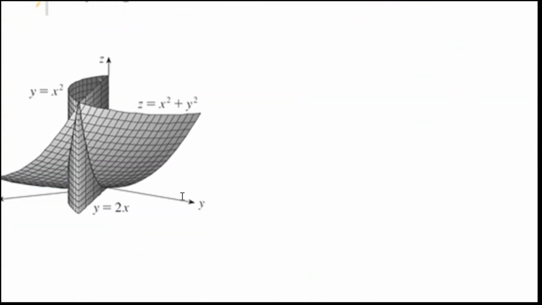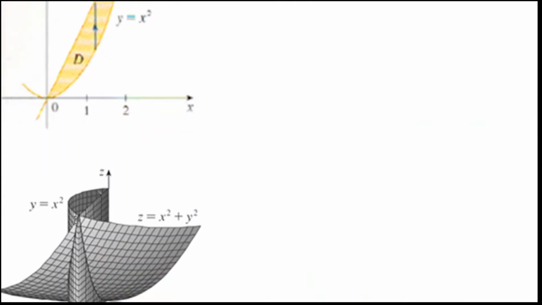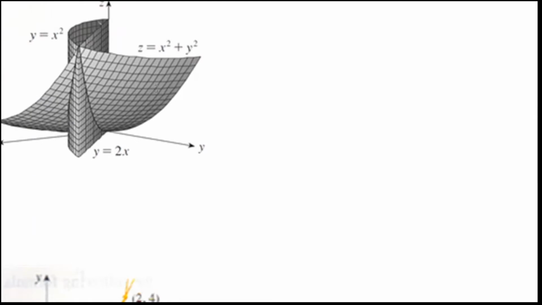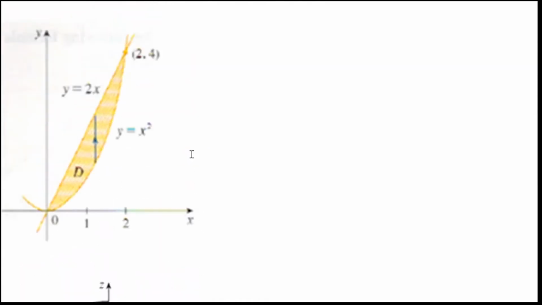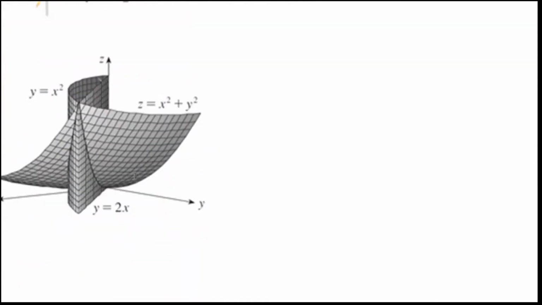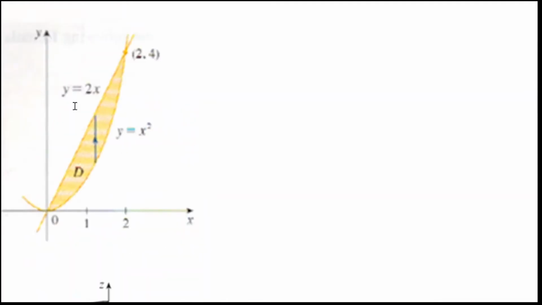You get it? This region right here looks like that one from the top. And this is a paraboloid. So we want that volume right there. Do you get it? Okay, how can we find it? You don't have to sketch this, but you should sketch this one. Okay, now we have to figure this out.